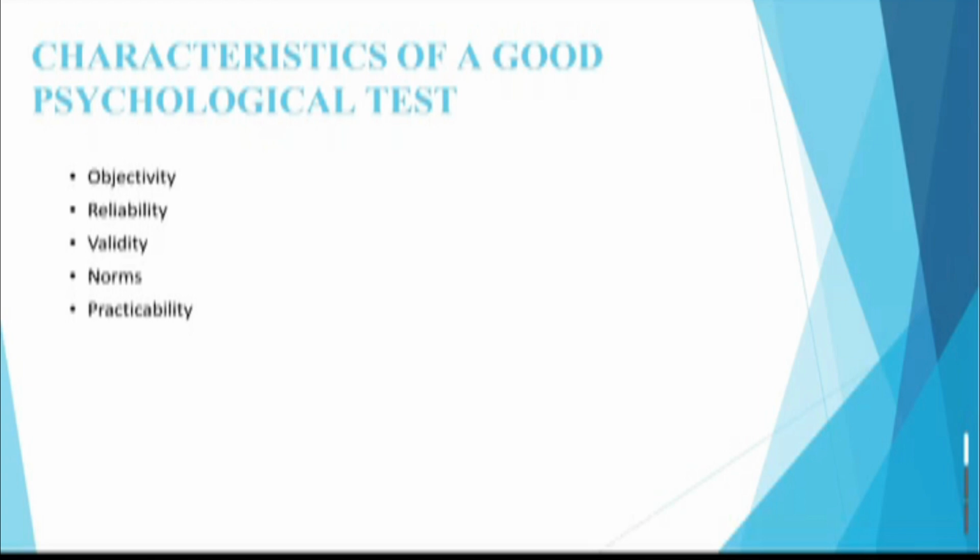And then validity. Validity we are going to speak about in our chapter 16. It will be dealt with in depth. So validity is basically the extent to which it measures what we actually intend to measure. It does not deviate from the purpose. So that is very important in a psychological test.